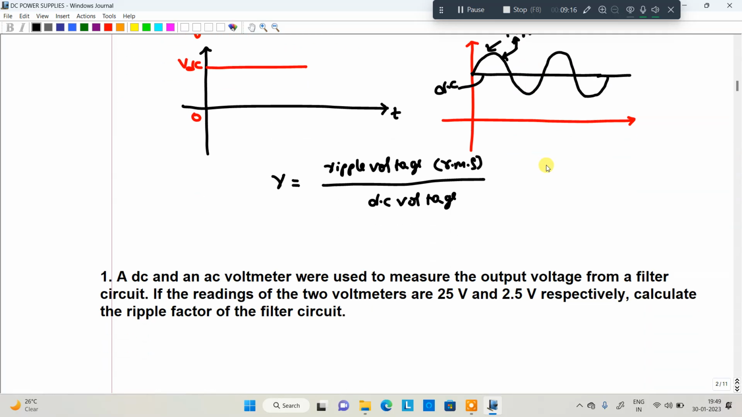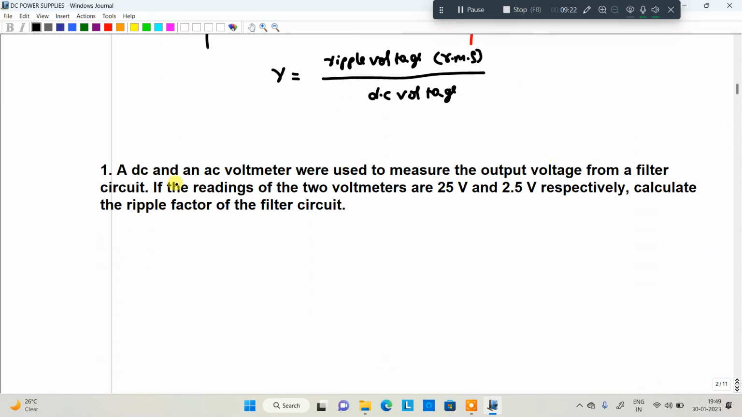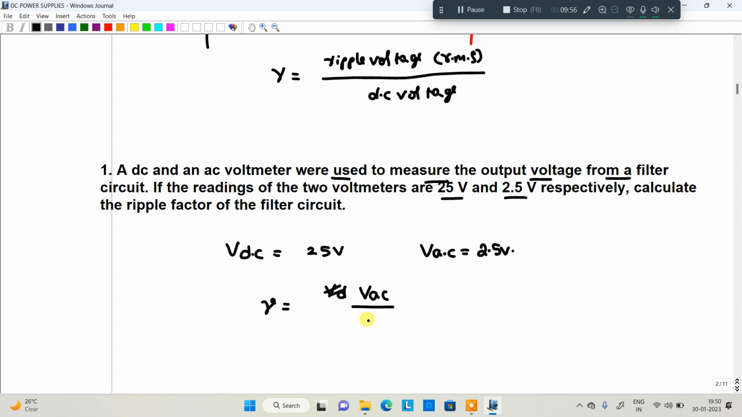So let us discuss one problem. Based on that, we will get some idea about it. Here a DC and an AC voltmeter were used to measure the output voltage from a filter circuit. The two voltmeters read 25 volts and 2.5 volts respectively. The first one is the DC voltage, VDC is equal to 25, and VAC is equal to 2.5. Both voltages are measured. Calculate the ripple factor. Ripple factor is equal to the RMS value, that is VAC, divided by VDC.